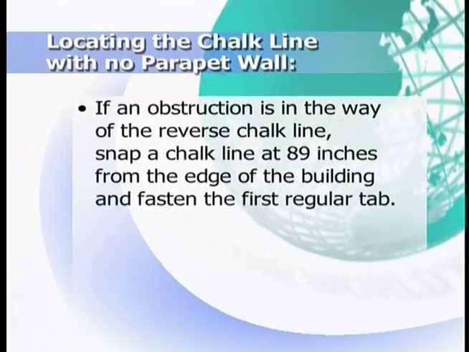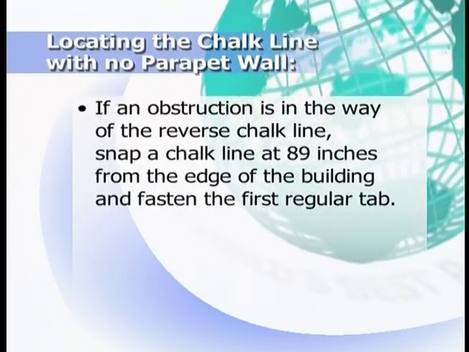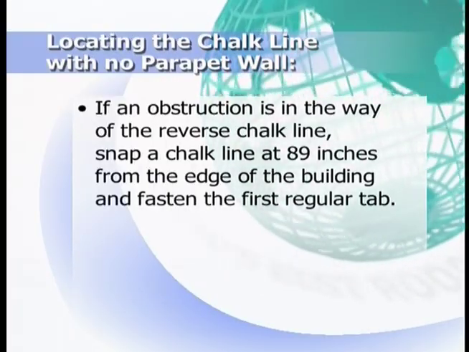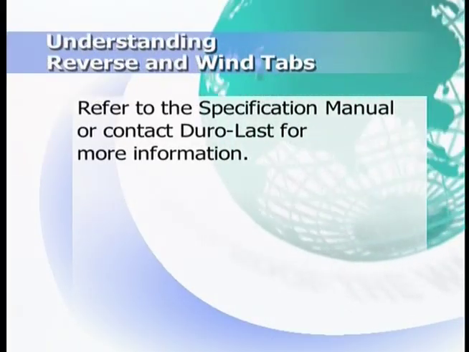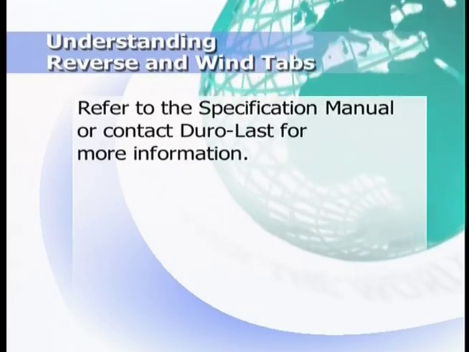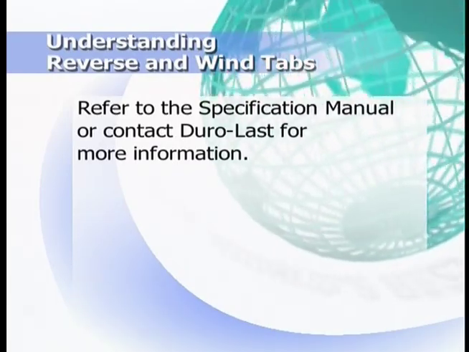If an obstruction is in the way of the reverse chalk line, snap a line at 89 inches from the edge of the building and fasten the first regular tab. This covers the basics of reverse and wind tabs. For more information, refer to the specification manual or contact Duro-Last.